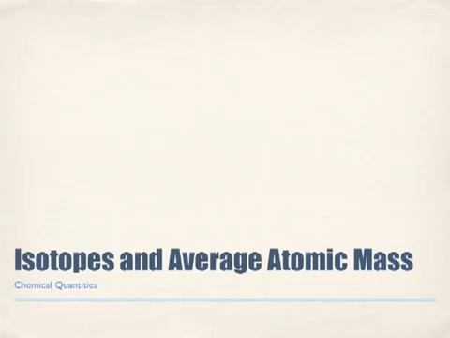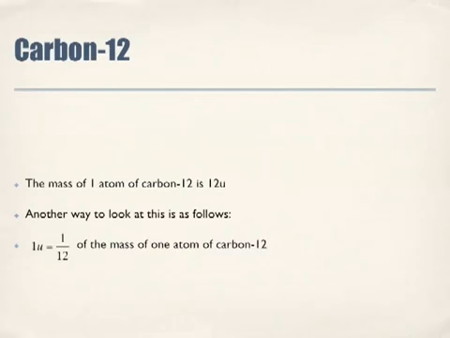Isotopes and average atomic mass, so chemical quantities. So, carbon-12, we're looking at regular carbon, right? Because the atomic mass of carbon is 12, right? What we look at is, what does it mean? Well, the mass of one atom of carbon is 12 u. Remember, u represents the units.